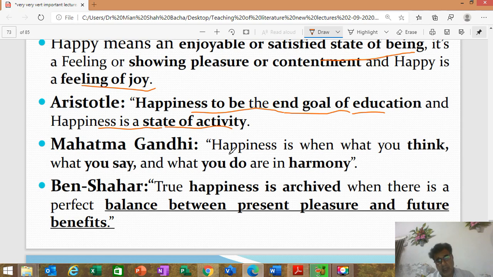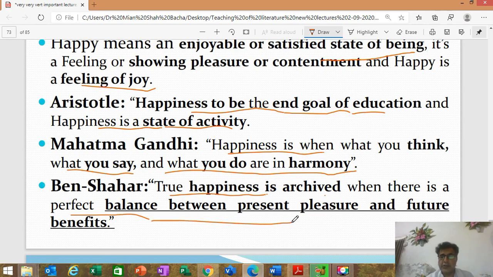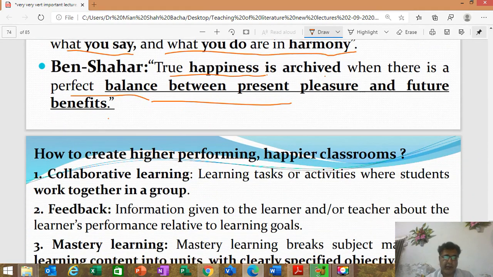Mahatma Gandhi: happiness is when what you think, what you say, and what you do are in harmony. Very good definitions. Mahatma Gandhi says happiness is when what you think, what you say, and what you do are in harmony. And Shahara: true happiness is achieved when there is a perfect balance between present pleasure and future benefits. Okay, these are all defined.